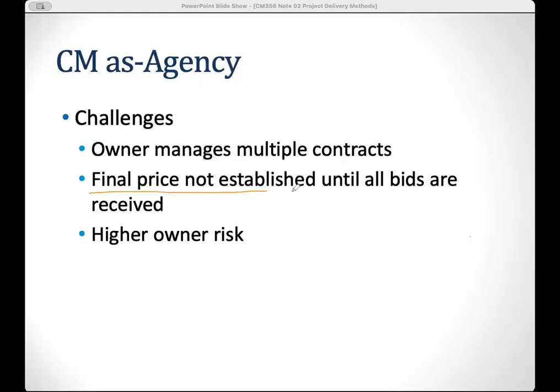So the final price is not established until all bids are received. That means the owner opens this as a bid to the general contractors, and then they submit the bid, and then you understand how much the final project looks like. So that means the owner has a high owner risk, right?